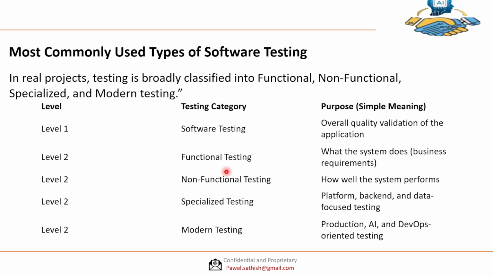First is functional testing. Functional testing is what the system does, what the business requirements are. Then next is non-functional testing, which means how well the system performs. Then next is specialized testing. It is backend or platform and data focused testing. It includes API testing or database testing. We'll see all these details in the next slide. Then next is modern testing. This is related to AI, production deployment, and DevOps oriented testing.